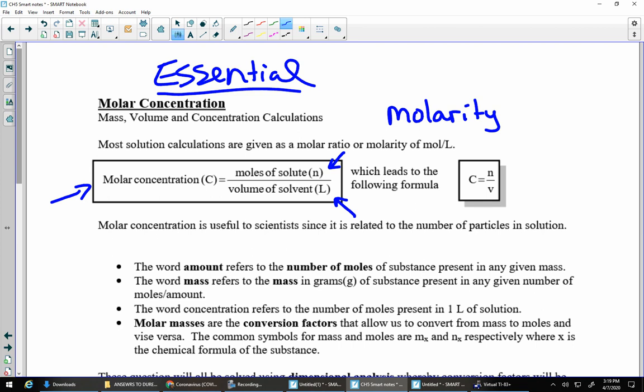And that leads us to a little formula. C is equal to N over V. One of the things that you may have noticed in our data booklet from Science 10 to Chem 20 is that we don't actually get any formulas, or at least very few formulas in our data booklet. So all formulas that we have, we need to memorize.